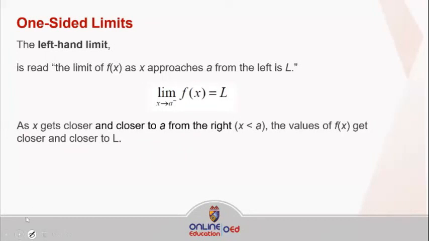Then for the left-hand, for the right-hand we have the positive, and for the left-hand we have the negative. So whereas earlier x is greater than a, here x is less than a. Earlier I said if the value is 4, the values would be 4.3, 4.5. Here it is lower than 4. We have 3.9, 3.5, like that.